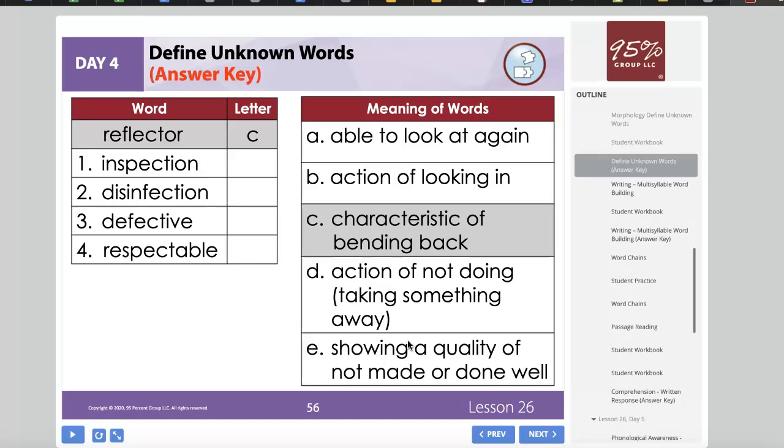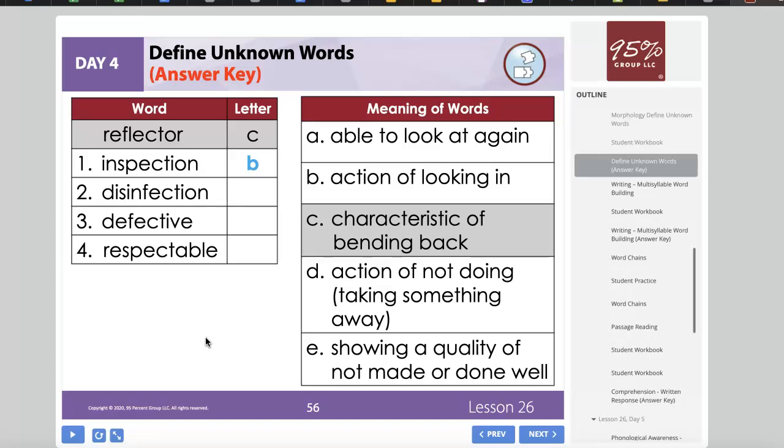Now, let's take a look at inspection. So we're done with C, so we can mark that one out. So let's look at number 1, inspection. Do you think that's able to look at again? Action of looking in. D, action of not doing or taking something away. E, showing a quality of not made or done well. What do we think? If you think it's A, hold up 1 finger. B, 2 fingers. D, 4 fingers. E, 5 fingers. If you have 2 fingers up, great job, you got it correct.